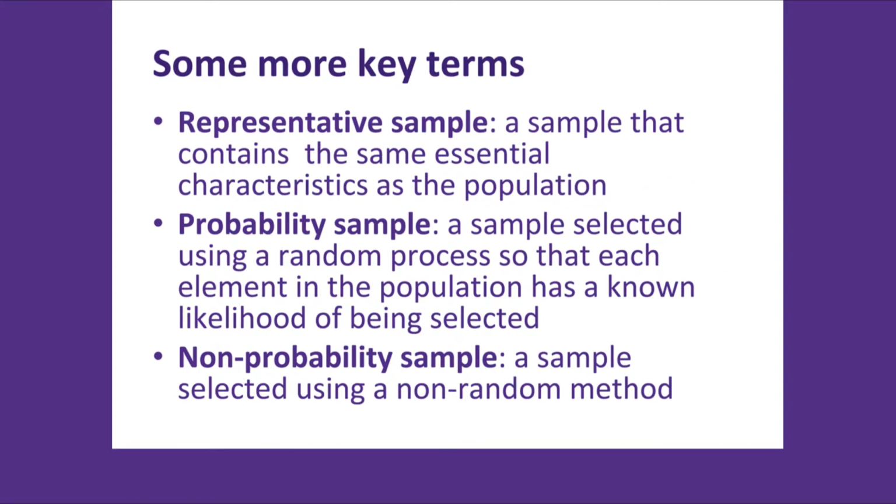You have to be interested in the representativeness of the sample, and that means a sample will contain the same essential characteristics of the population, and you can actually calculate this. A probability sample and non-probability sample are two different ways of constructing samples. A probability sample is selected using a random process so that each element in the population has a known likelihood of being selected. And a non-probability sample is quite the opposite. It's a sample using a non-random method.